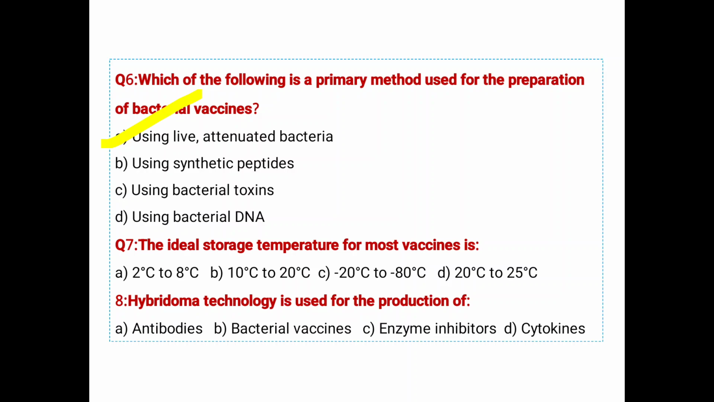Next, the ideal storage temperature of most vaccines. Option A, 2 to 8 degrees Celsius, option B, 10 to 20 degrees Celsius, option C, 20 to 80 degrees Celsius, option D, 20 to 25 degrees Celsius. So option A, 2 to 8 degrees Celsius. Cold temperature, refrigerator temperature is required for vaccine stability.